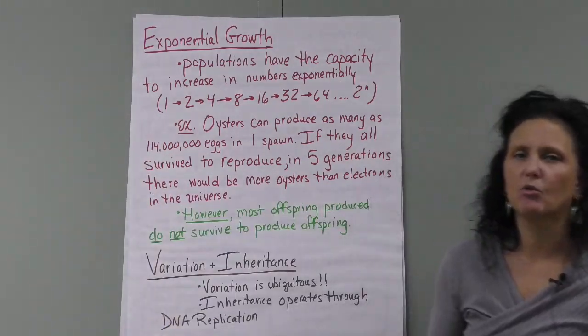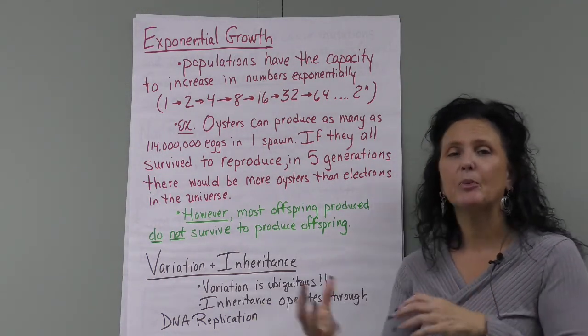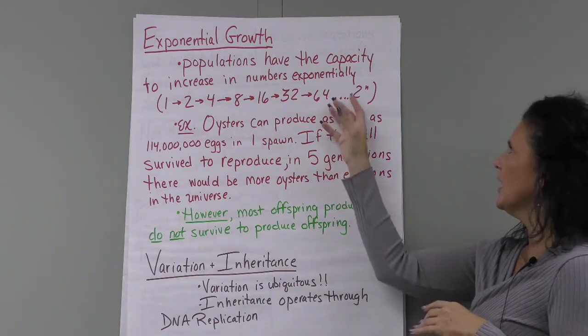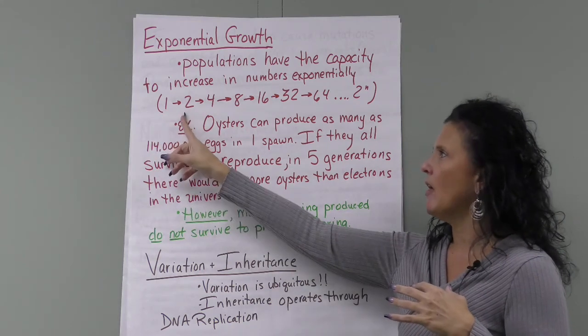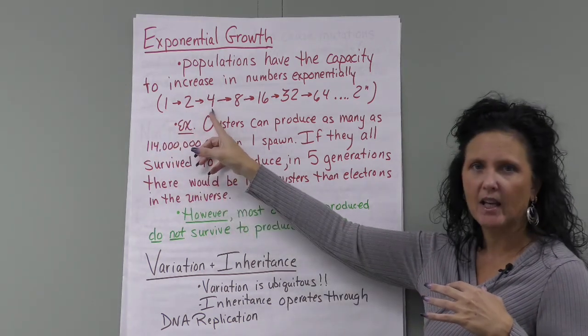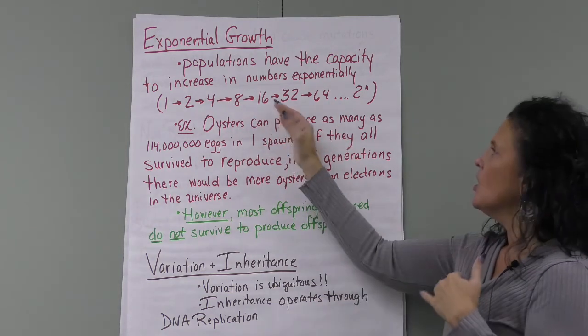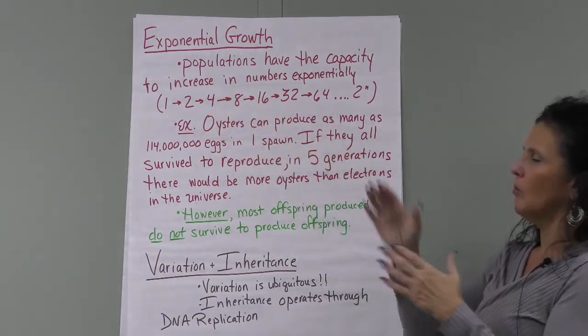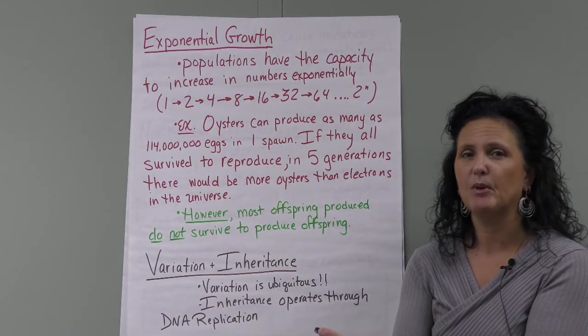Let's look at exponential growth. Populations have the capacity to increase exponentially. That means when we're looking at 2 to the power of n, if we have one person who marries another person and they have 2 kids, and then those 2 kids have 4 kids each, we increase exponentially. That's a big problem in the globe today, exponential growth.